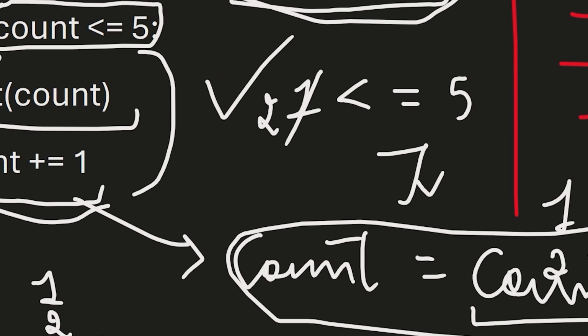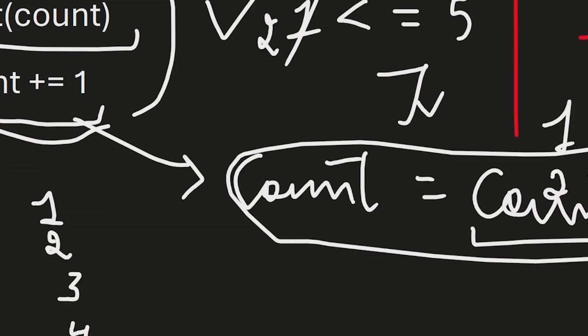3 will also be printed. And after that, 1 again is added to 3 now. It becomes 4. 4 is less than 5. It again prints 4. 1 is again added. It becomes 5. 5 is equal to 5. Again it runs and prints 5. Now 1, 2, 3, 4, 5 is printed.